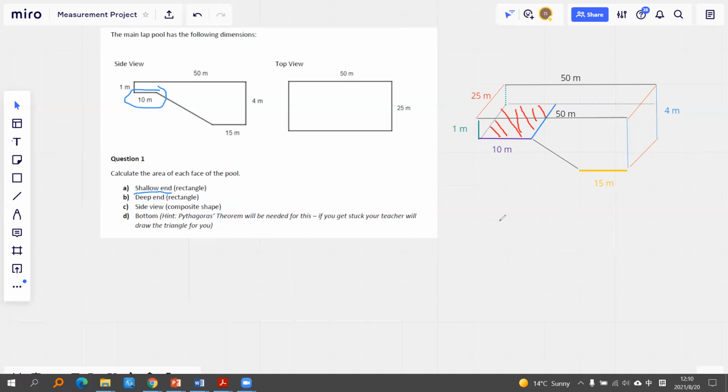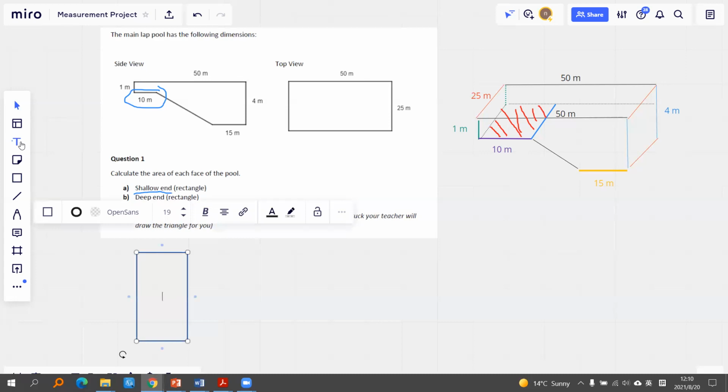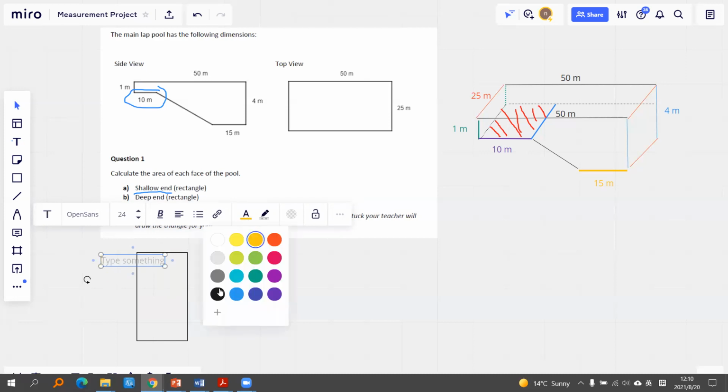So this one would be a rectangle, right? For question one, I just draw a rectangle because we want the shallow end. One side is 10 meters, and one side is 50 meters. So I just make it like this. That is for question A, so I just write A here. I use black, I think black is easier for me.